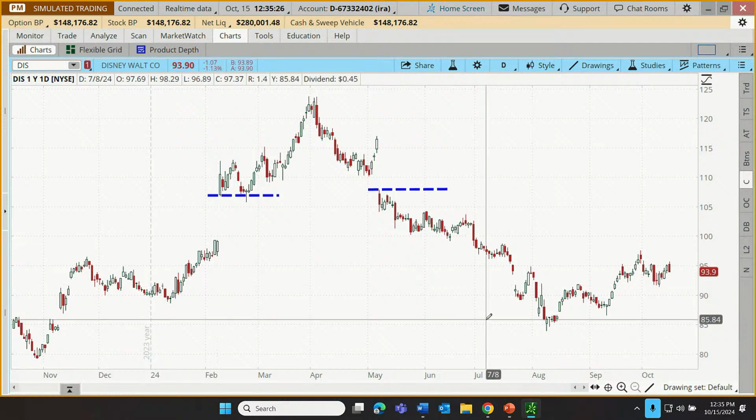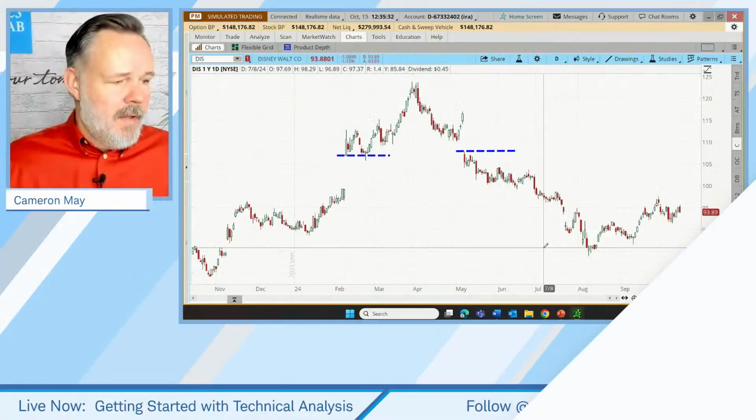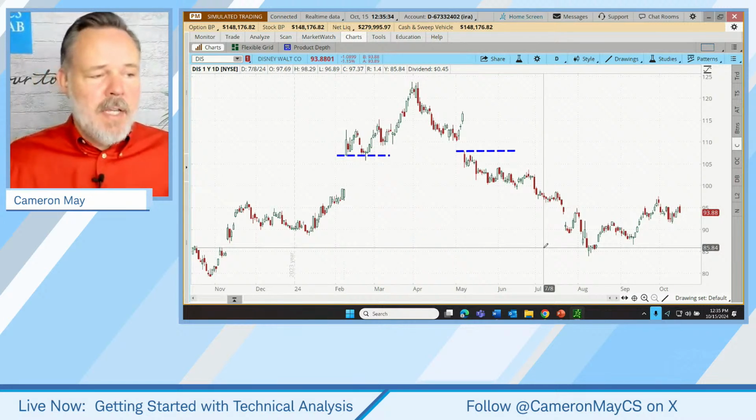Now, as we talk about gaps, though, has anybody heard the phrase, and I'm keeping my eye on the chats, I think it's just a sidebar discussion again.